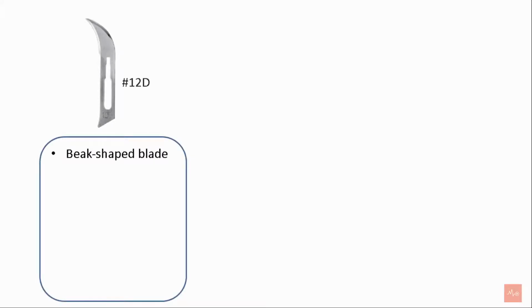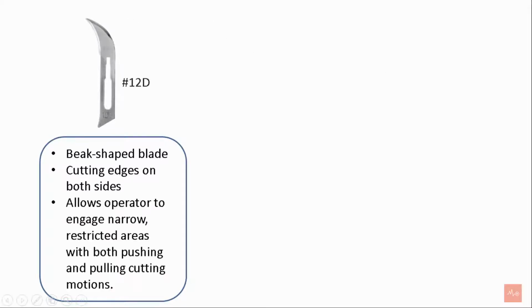The number 12D is a modification of the number 12 blade. It is also a beak-shaped blade. However, it has cutting edges on both the sides, the internal as well as the external side. It allows the operator to engage narrow restricted areas with both pushing and pulling cutting motions.